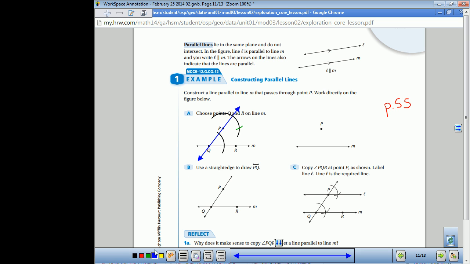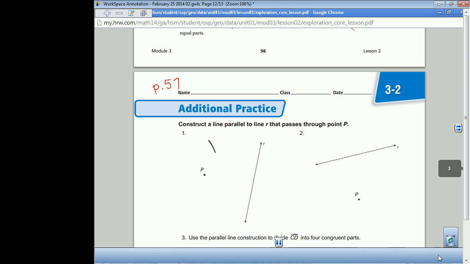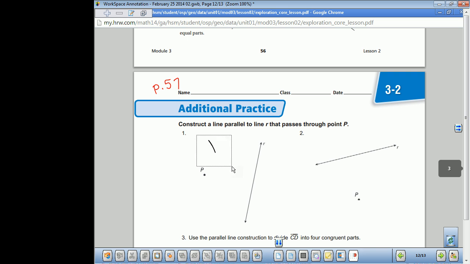And what we tried to create is a parallel line. Does it look pretty parallel? Okay, do you see that's what they did here? Sometimes it's easier to see it happen in real time than to just see it done. So let's flip over to page 57 and let's see if you can do it.